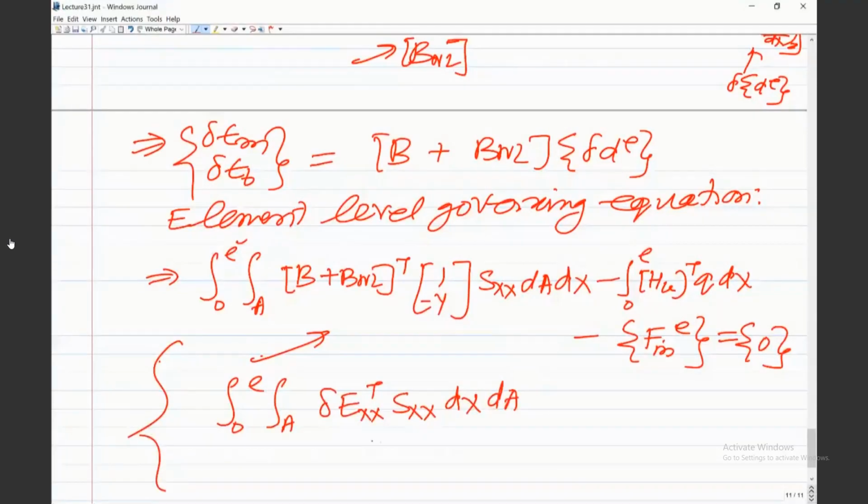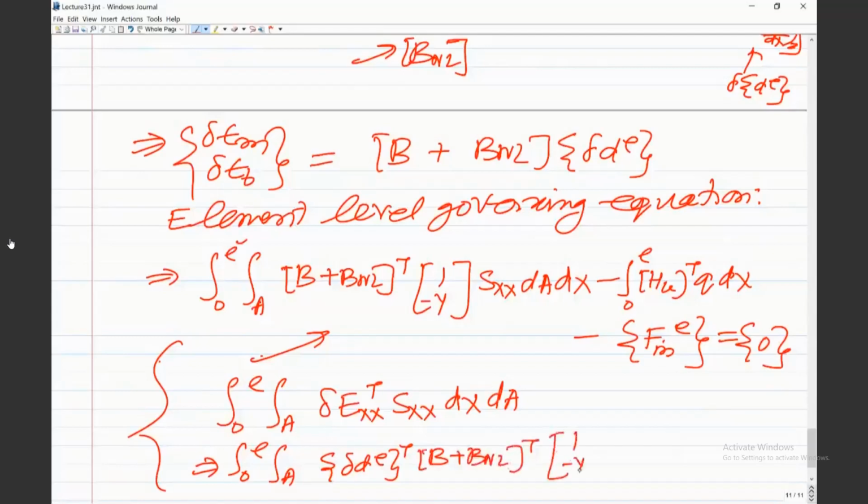You agree, isn't it, that the first term is because we have only one non-zero component of stress, Sxx, so the virtual work of stresses is going to be delta Exx transpose into Sxx. Now delta Exx transpose is written as integral 0 to a, integral over A. Delta Exx is written as delta dE transpose, and then you will have B plus BNL transpose, and then you have this matrix 1 minus y.